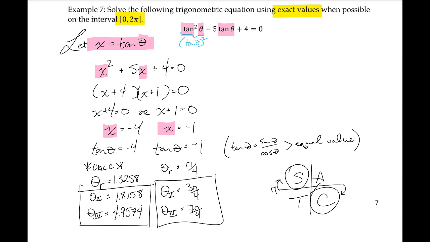So again, when it says exact values when possible, this was kind of like a gray area question. So this one would have had to have been on the calculator section, because there's no way I would have been able to evaluate this without using a calculator.